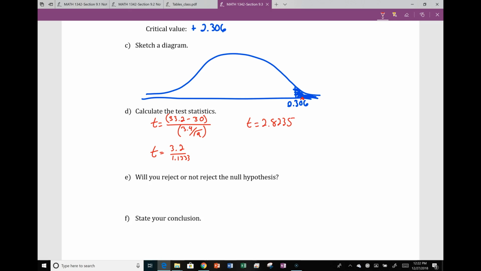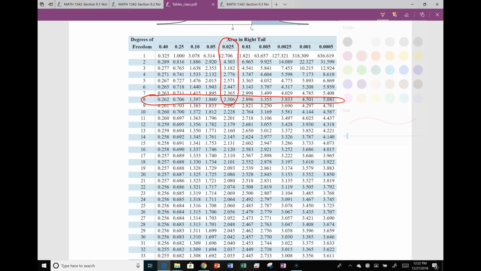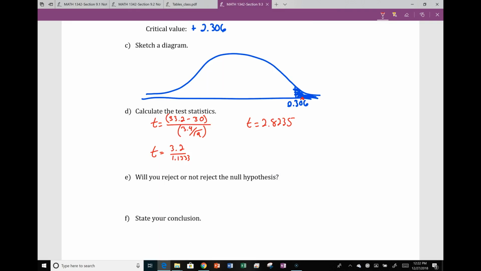This one doesn't ask us to use the p-value, but let's look at it just in case. We're looking for a 2.8235. It's going to be somewhere between these two. So follow this up. It's between 0.025 and 0.01 for the p-value.